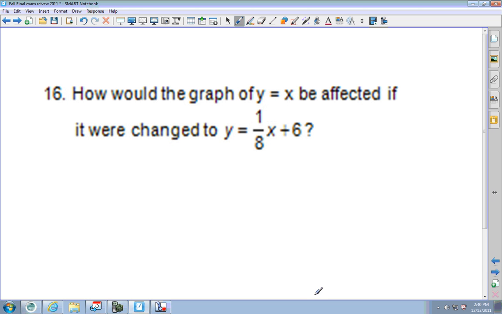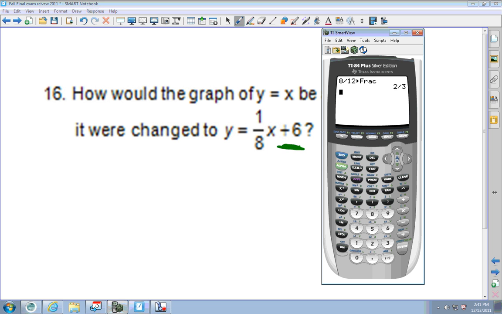Okay, number 16 said, how would the graph of y equals x be affected if it was changed and written into this equation? Well, first off, what would the +6 do to it? If you don't know, one thing you could do is go in your calculator and put in y equals x, and then the other one, 1/8 x plus 6. And then we can press graph.